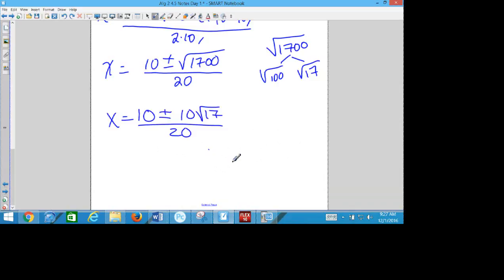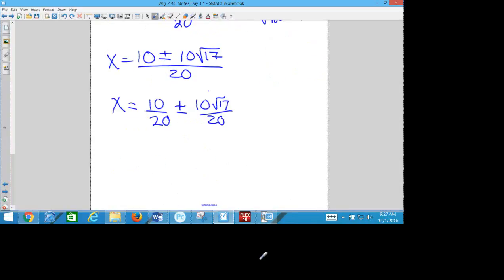Now this would be the answer if I couldn't reduce anything, but I can reduce something. So we can write this as 10 over 20 plus or minus 10 root 17 over 20. And what happens to those 10s and the 20? They reduce to a half. You can write it like a half plus or minus square root of 17 over 2, or you could write it as 1 plus or minus square root 17 over 2. Either way would be fine. But the good news is we found the other 2 answers, and that's why we couldn't really find them on a graph. That's why they were horrible decimals, because they had a square root of 17 in them.